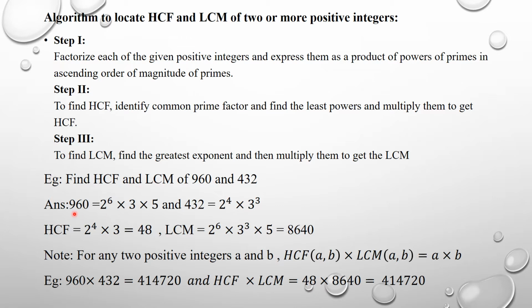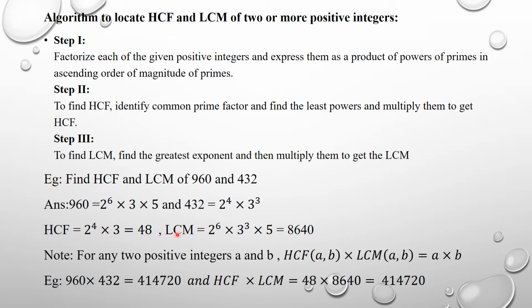For that, we should find the prime factorization of 960, which is 2 raised to 6 into 3 into 5. 432 can be written as 2 raised to 4 into 3 cube. For finding HCF, we have seen we should identify the common prime factors and the least powers of them. Here the common prime factors are 2 and 3, and the least powers of 2 and 3 are 2 raised to 4 and 3. Therefore, HCF is equal to 2 raised to 4 into 3, which is equal to 48.